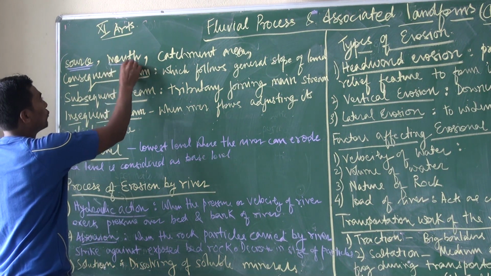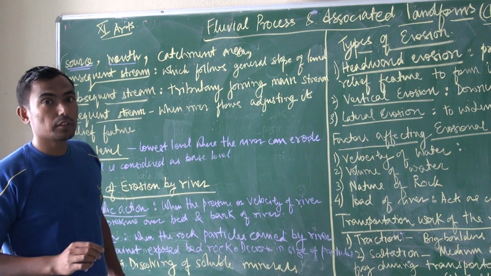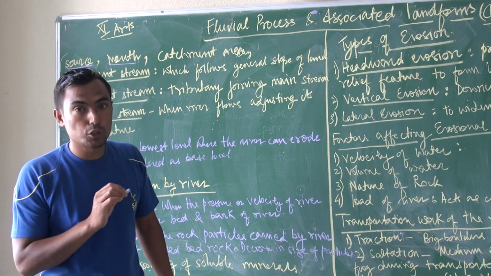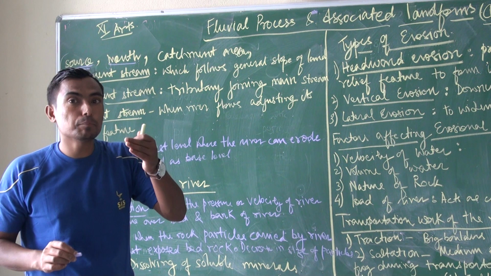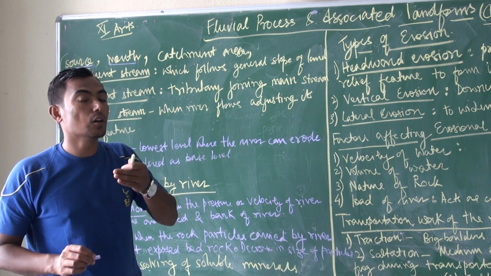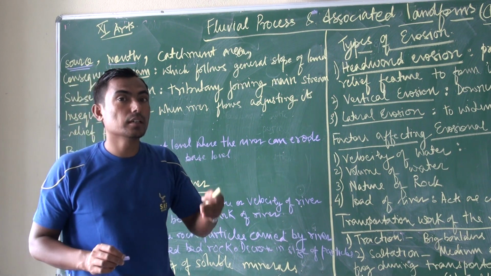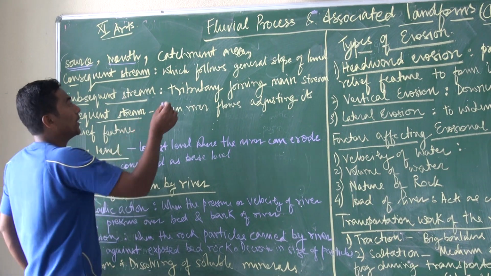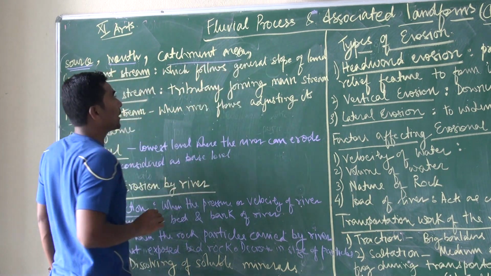Next is mouth. The mouth of the river means when the river enters the sea or the ocean. It means that particular point where the river meets the sea or the ocean, that point is called the mouth of the river.